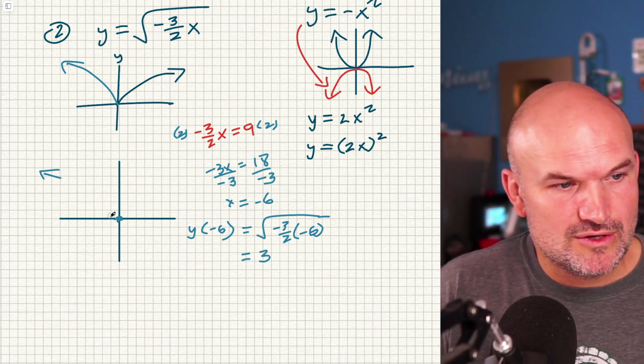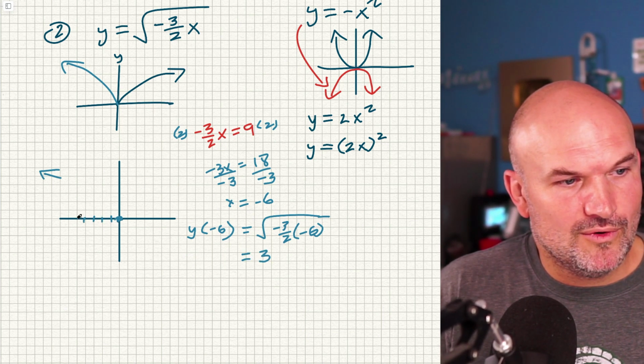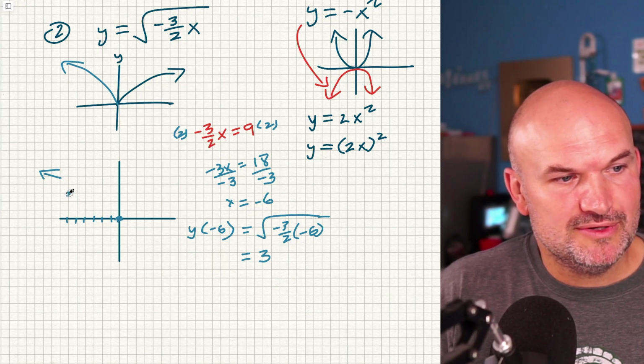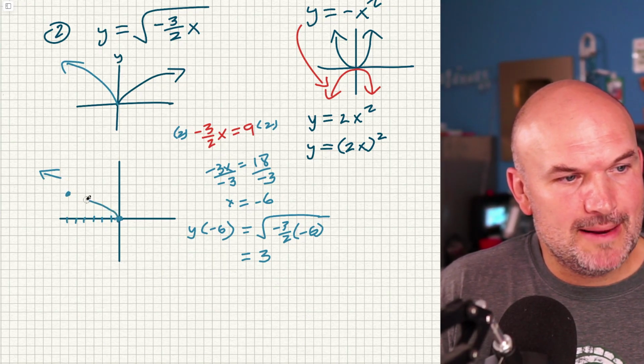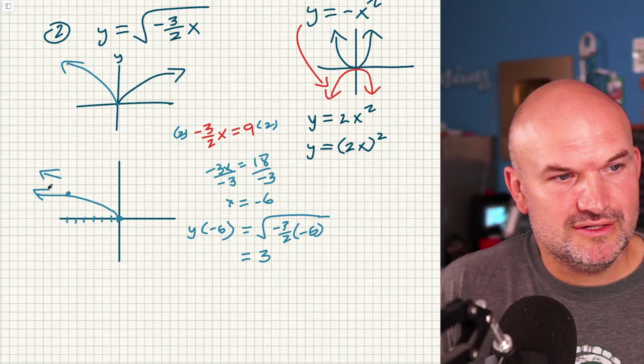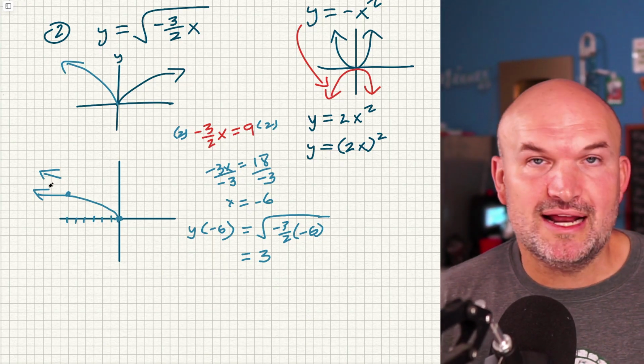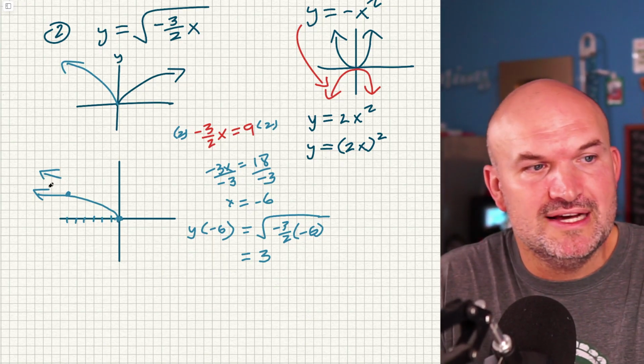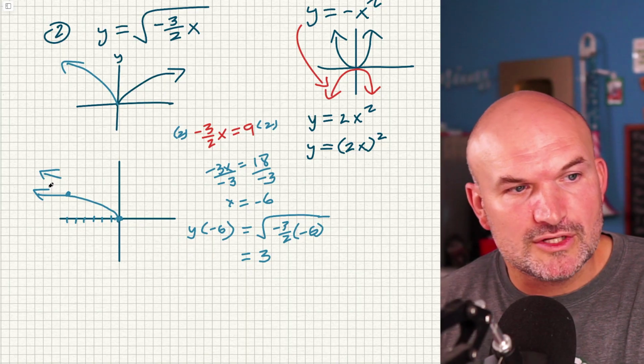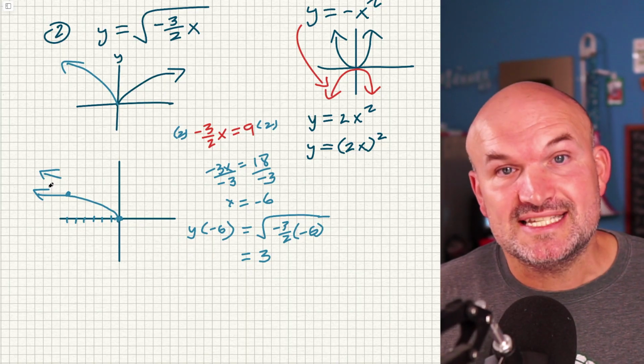So at -6, 1, 2, 3, 4, 5, 6, I'm going to be up to a +3. So it's not a big horizontal compression, but it is going to be something kind of manageable, at least a little bit different than if we were to just reflect the parent function as it is.